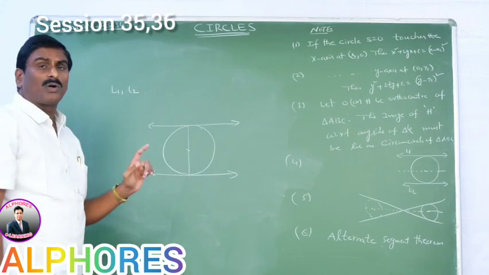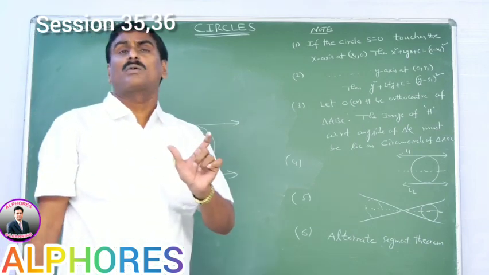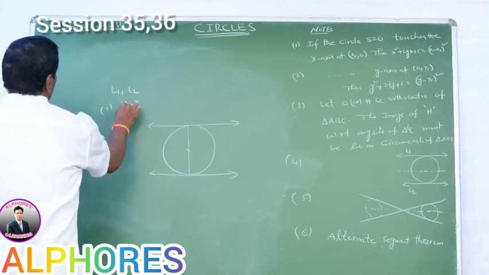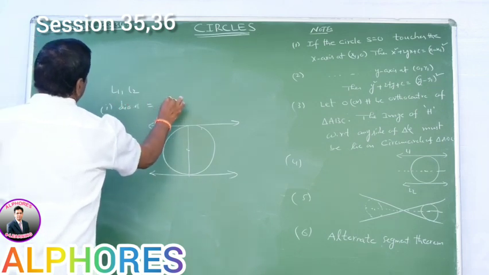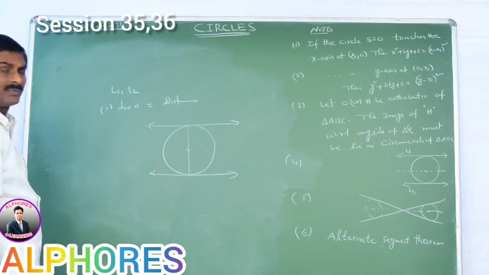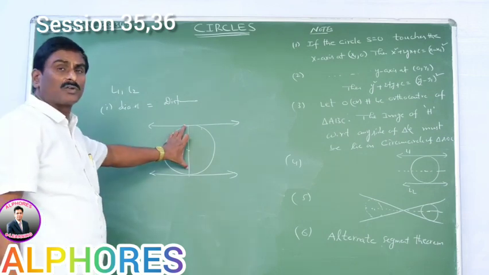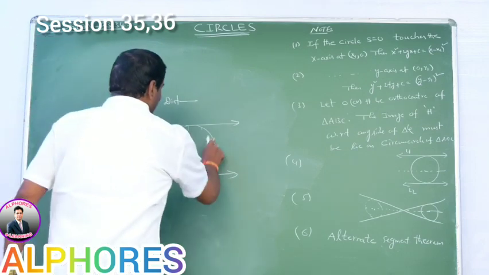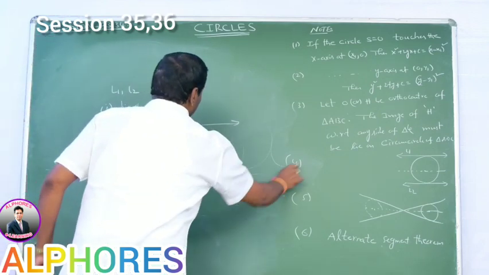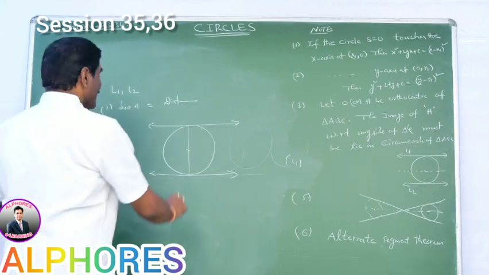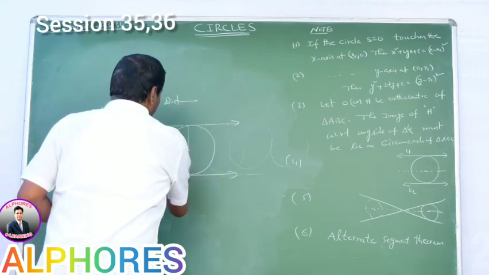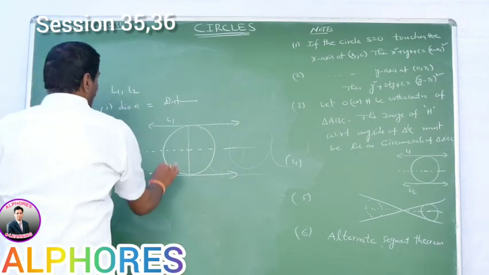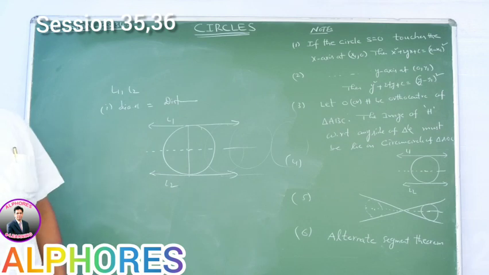If L1, L2 are two parallel tangents to the circle S = 0, then note this point. The diameter of the circle is equal to the distance between the two parallel lines. What is the locus of the center of the circle? Suppose these two are parallel tangents. Every circle in between these two lines touches them. That means, what is the locus of the center? The center is nothing but the midway line of L1, L2. The locus of the center of this circle is the midway line of L1, L2.